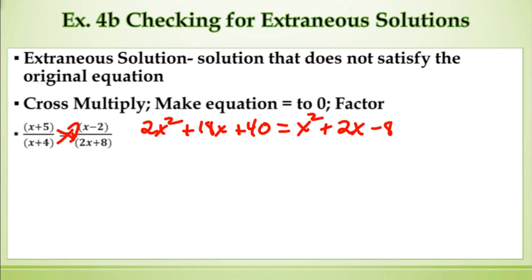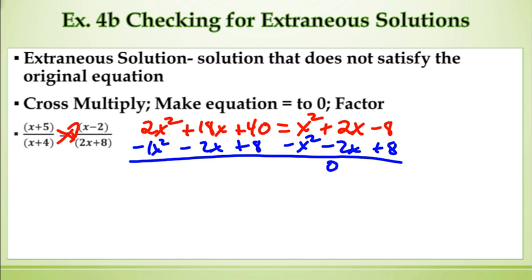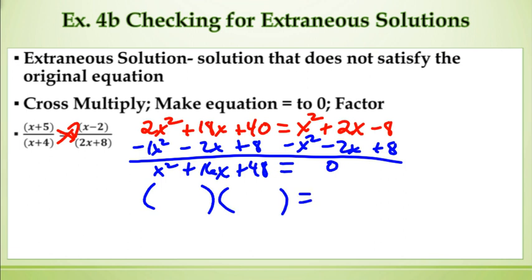Everything to one side. So I'm going to subtract x squared, subtract 2x, add 8 to both sides. Subtract 1x squared minus 2x plus 8. This gives you 0. This will give you your x squared plus 16x plus 48. Need to factor this. What do I multiply to get 48? Add them together gives me 16. That would be a positive 12 and a positive 4.